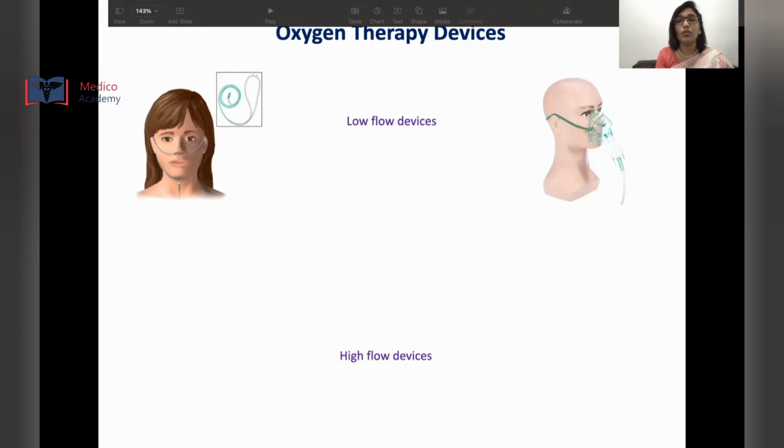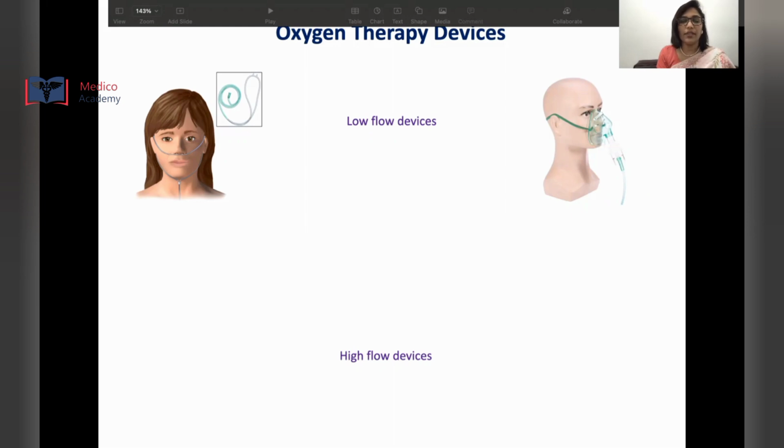These are also variable oxygen therapy devices because they can deliver only a variable FiO2. That is, the FiO2 that is delivered to the patient is only predictable. You cannot pinpoint exactly and say that this is exactly the FiO2 the patient is receiving, because the amount of oxygen that reaches the alveoli will depend on the dead space of the device, the dead space in the patient, the respiratory rate or minute ventilation of the patient himself, and the clinical condition as well.